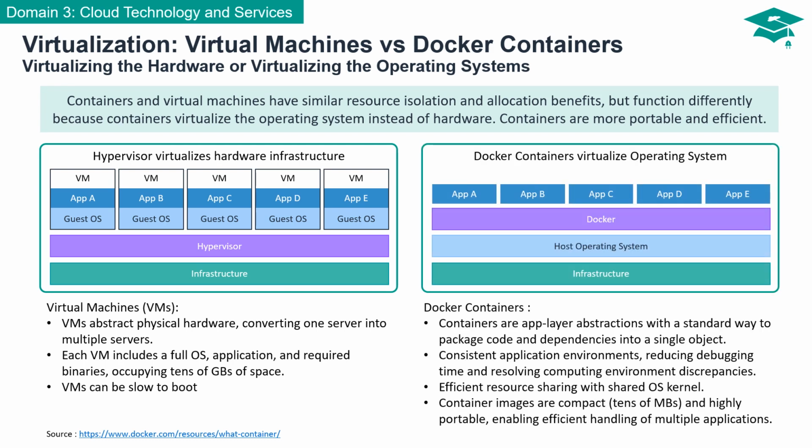Docker containers virtualize at the operating system level. Containers are app layer abstractions. They virtualize the operating system rather than the underlying hardware. This means you can package code and dependencies into a single container, which simplifies application deployment. Containers provide consistent application environments, reducing debugging time and eliminating discrepancies between computing environments. This makes application development and deployment more efficient.